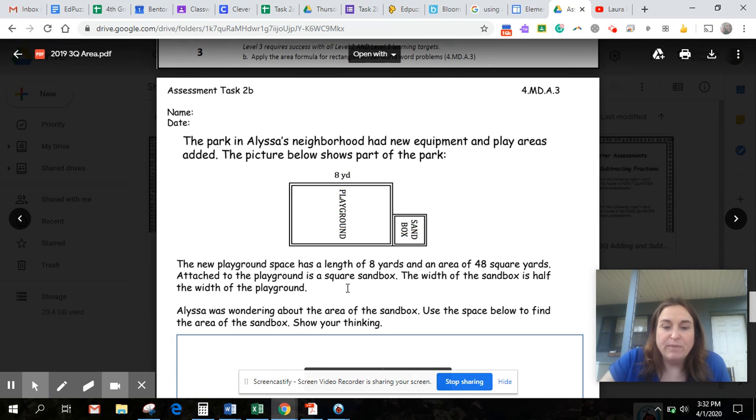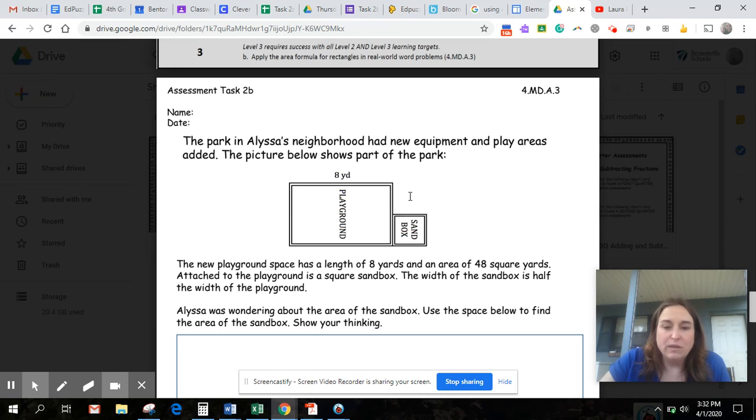Now, Alyssa was wondering about the area of the sandbox. Now that you know the width and you know the length, let's use this time and this space to help us to figure out what the area of the sandbox is. Answer your question now.